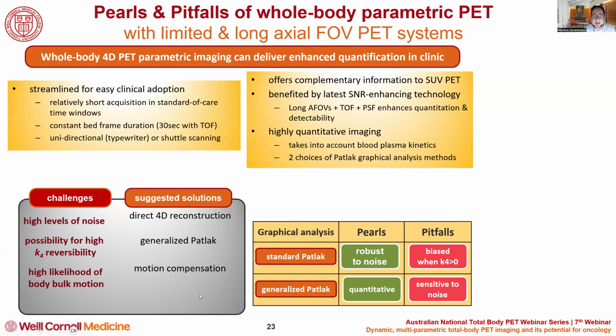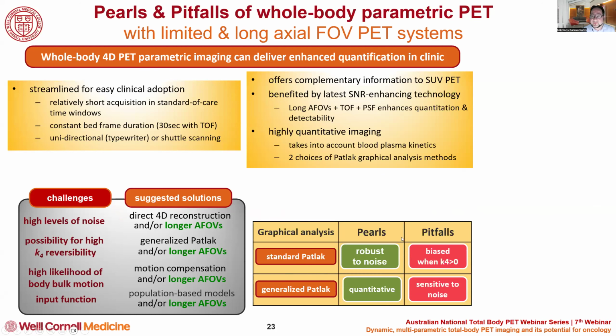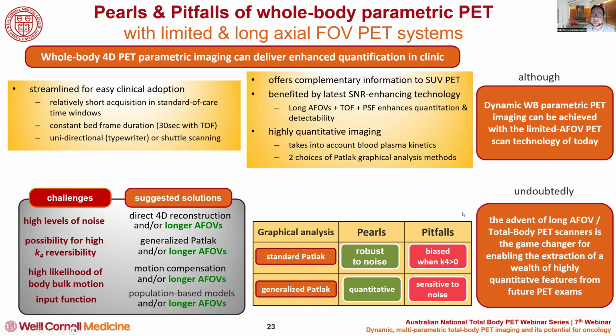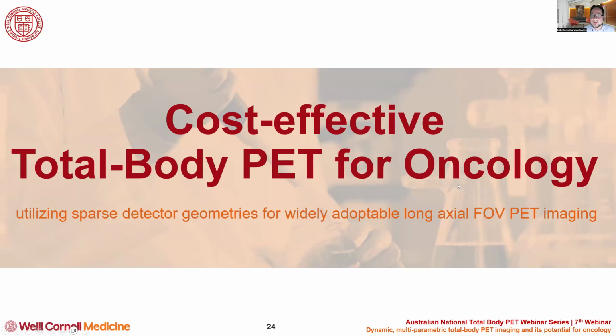So all these challenges can actually be addressed with direct 4D reconstruction, generalized Patlak modeling, motion compensation techniques, and population-based models that I discussed before. However, they can also all be addressed by using total body PET imaging. And this is really the game changer for dynamic PET imaging in oncology. And I'd like to stress the importance of doing total body PET imaging for oncology.